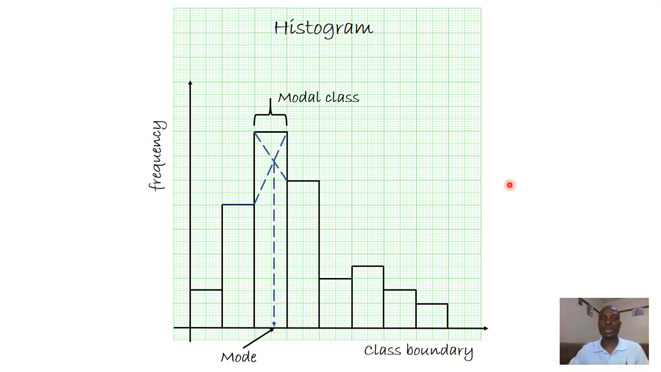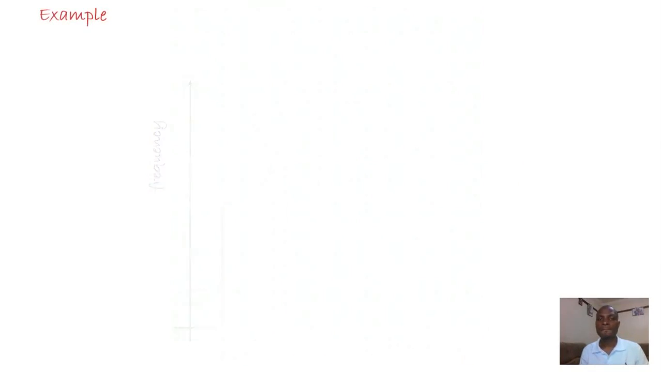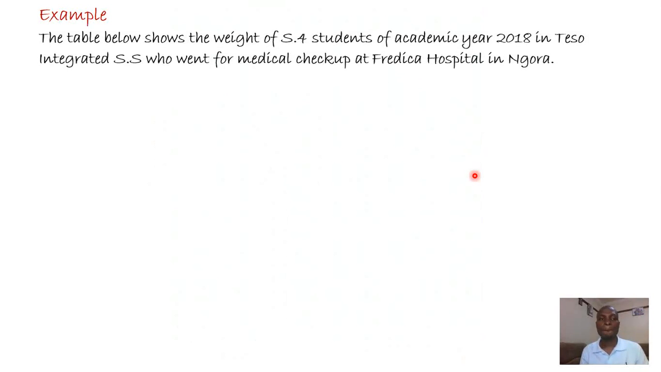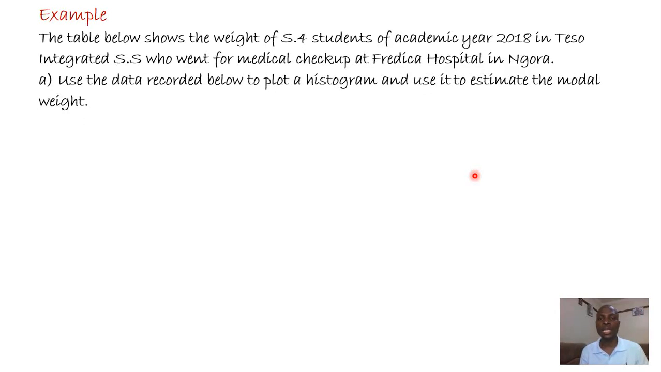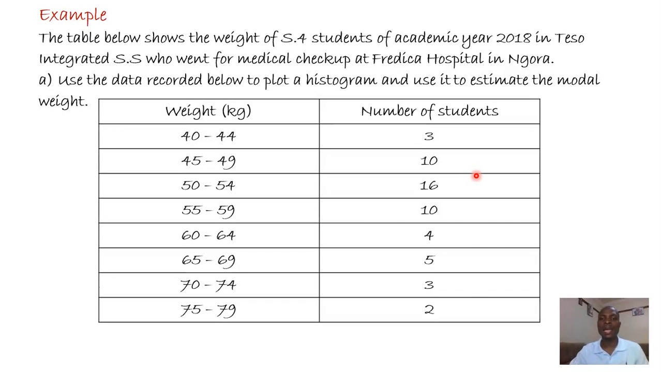Let's look at an example to see how we can do that. So I have this example. The table below shows the weight of senior 4 students of academic year 2018 in TESOL integrated SS who went for medical checkup at Frederica Hospital in Ngora. Use the data recorded below to plot a histogram and use it to estimate the modal weight. So here is the data. Then the other question is, what is the mean weight of these students?